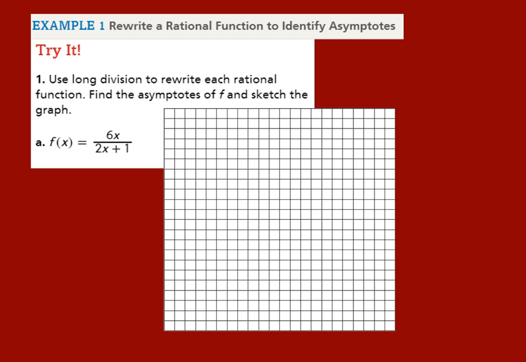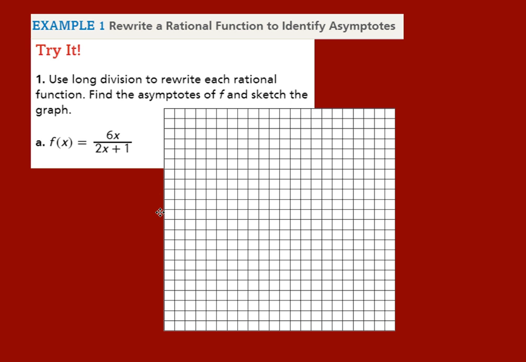Now, example 1 says rewrite a rational function to identify the asymptotes. Remember, an asymptote is a line that you get close to, but you never cross. You can never touch it, never cross it, you just get really, really close to it. So it says use long division. Nobody's a big fan of long division, but if that's what it tells us to do, we will do it. To rewrite each rational function, find the asymptotes of f and sketch the graph.